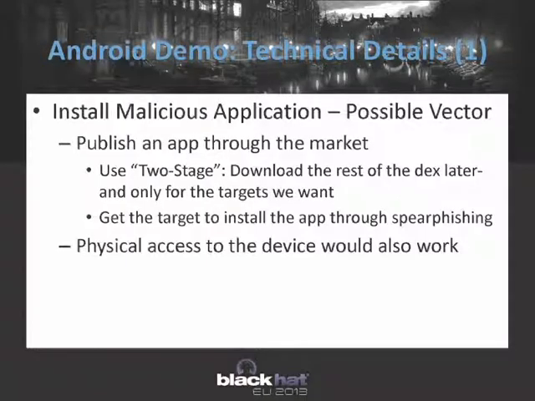So how would such a thing work inside your network, against your current network organization? Installing the malicious application, like we said, can be done through a number of methods. The first one is through an innocent-looking application in the market, and then using a two-stage approach to download the malicious part later on. And then you can get the user to install the malicious part through spear phishing.